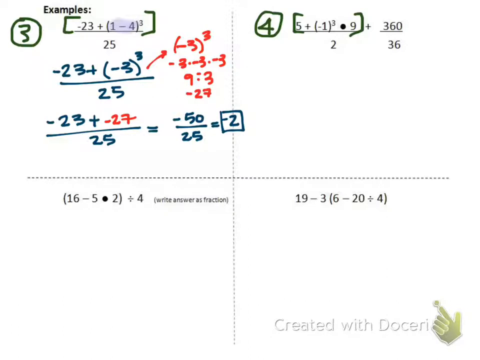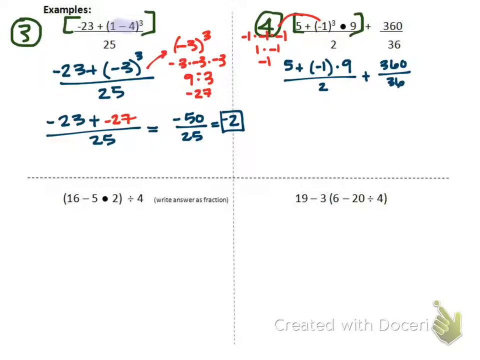So let's take a look at this, and we're going to get 5 plus negative 1 times 9 divided by 2. Whoops, that came really fast, so I'm going to back that up just a hair. We have 5 plus negative 1 times 9 divided by 2 plus 360 divided by 36. What I did there is I took negative 1 to the power of 3 and expanded it out, multiplying negative 1 three times, and I get the answer of negative 1. So I can simplify that, and I did in this step.